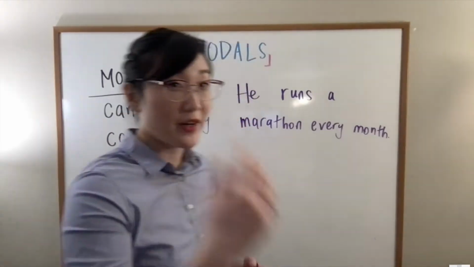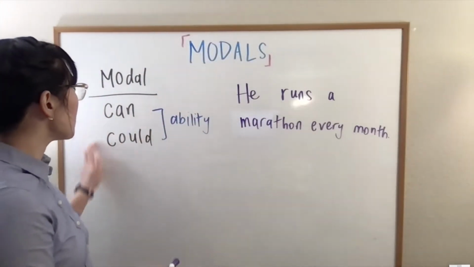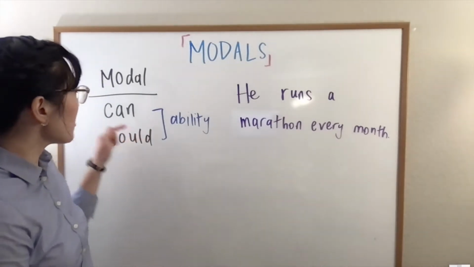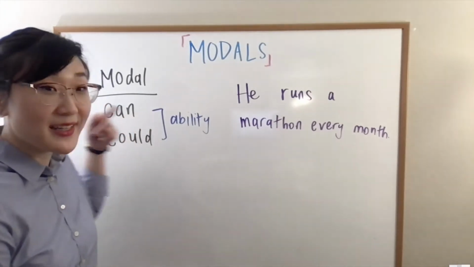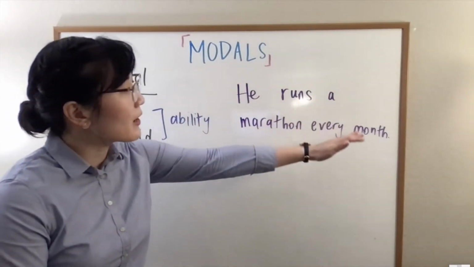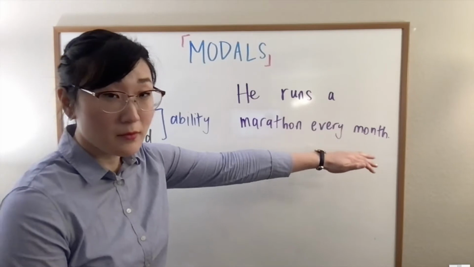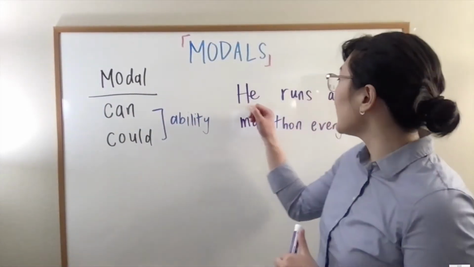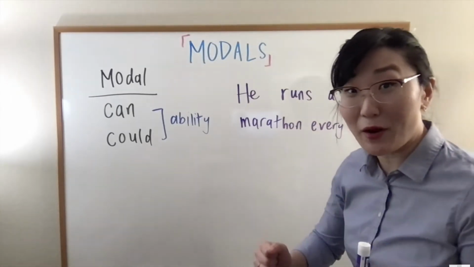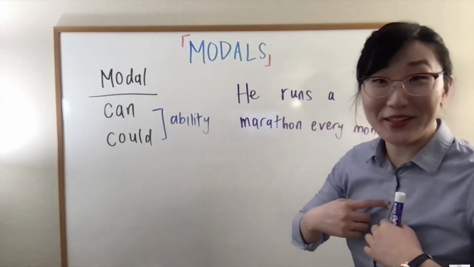So look over here. These are some common modals we use, can and could. We will also talk about the pronunciation of can and can't in a little bit. But let's talk about how to use modals. So in this sentence example, he runs a marathon every month. Wow, he's an excellent runner. I cannot run that much.